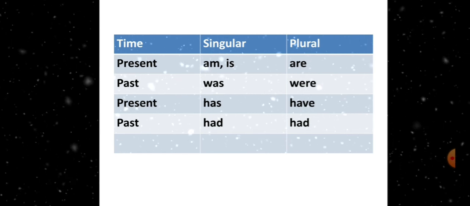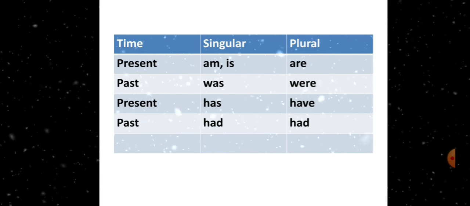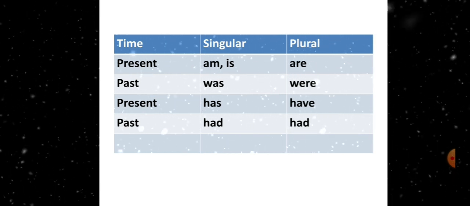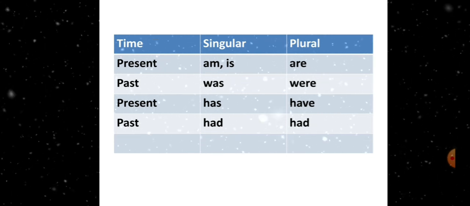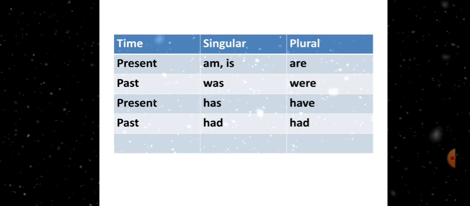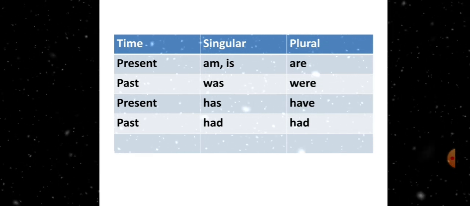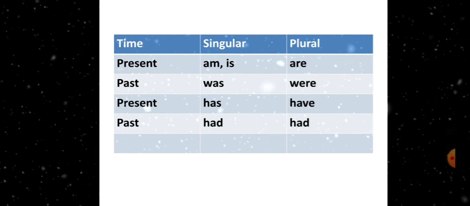This table gives you a list of very commonly used be form verbs: am, is, are, and was, were. So in present time you have singular be forms am and is, and the plural form is are. And the past form for am and is is was, and the plural form of was is were. You should know this table actually.